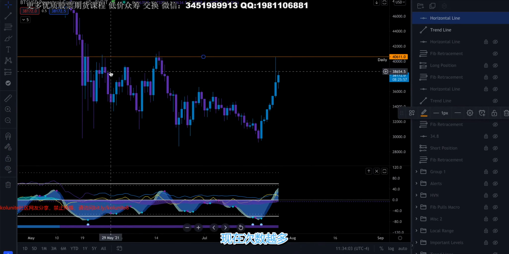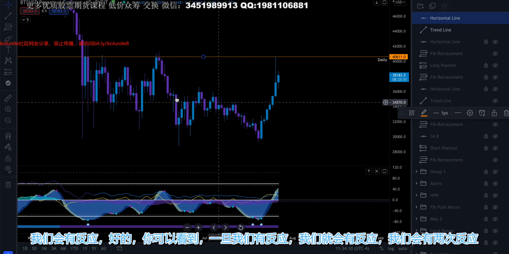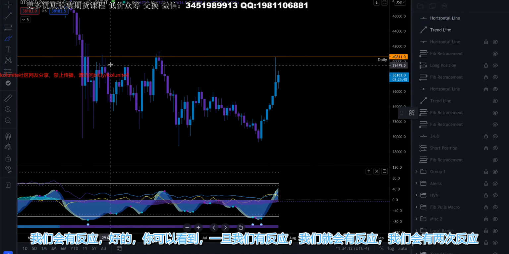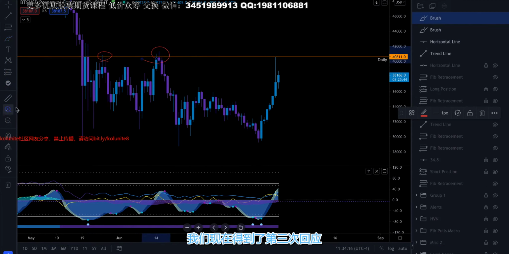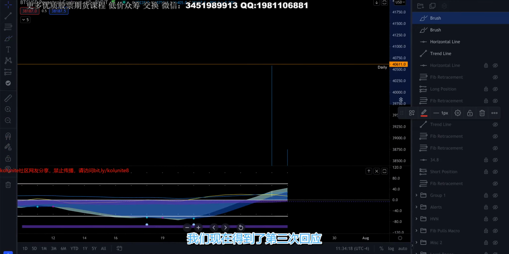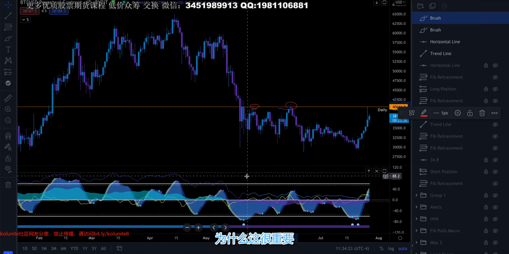Now, the more times this level gets hit, the less likely we are to have a reaction. You can see we come up to it once, we get a reaction. We come up to it twice, we get a reaction. Now, the third time, do we come up to it? We actually don't come up to it. Why is that? Very important.